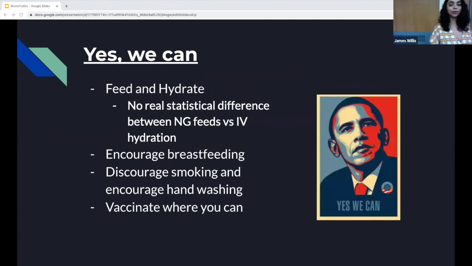Yes, we can. So when we can feed, we can hydrate, we can encourage breastfeeding, we can discourage smoking, and you obviously want to vaccinate where you can. There have been studies that show there's really no statistical difference between NG feeds and IV hydration. So if you can't get an IV, you can attempt NG feeds.